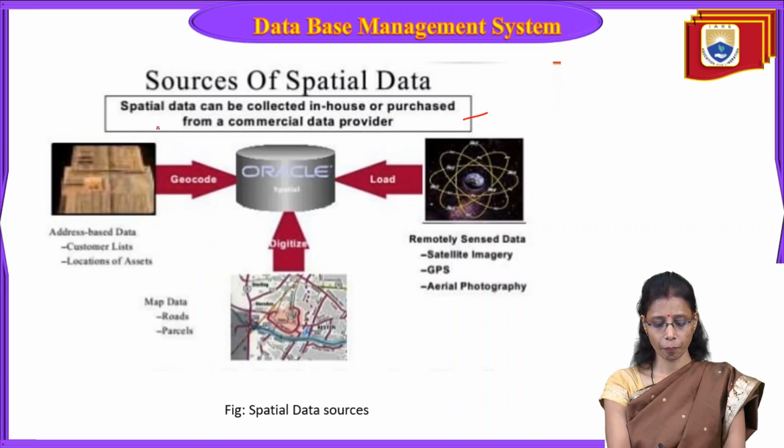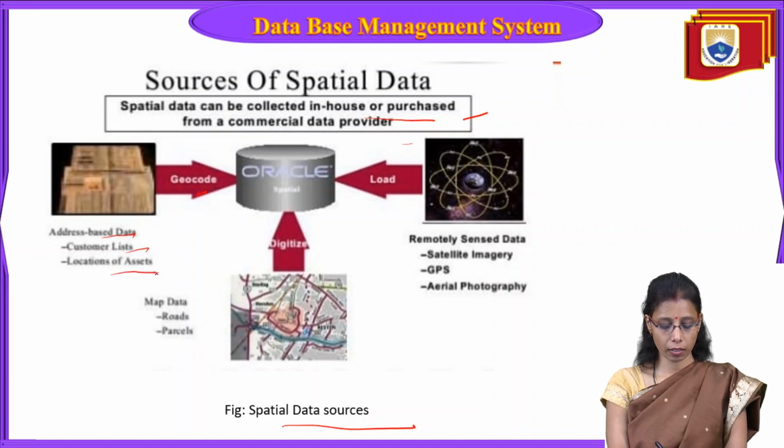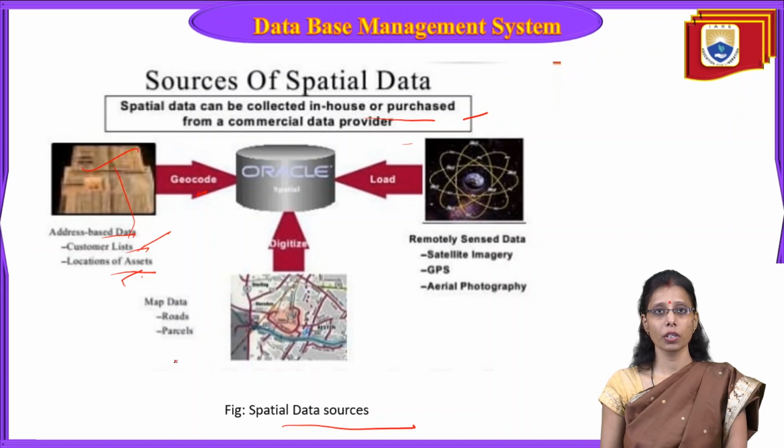Spatial data can be collected in-house or purchased from a commercial data provider. So there are different sources from which you can receive spatial data. Through geocoding of addresses, you can find customer data, customer lists and the location of assets. You can get this information from organizations, or from cadastral maps or the central survey office.